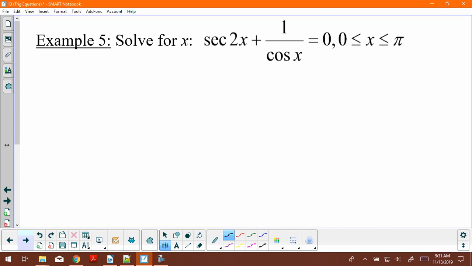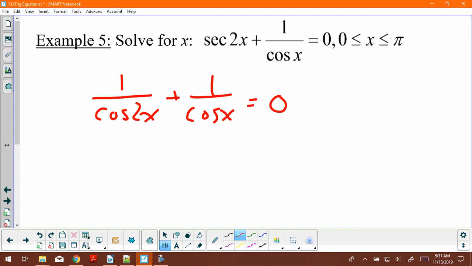Example 5. Solve for x. Secant 2x plus 1 over cos x is equal to 0. Here's an example of one where identities are going to come into play. With identities, the first goal would be to try to get all the same ratio if possible. So we're going to note that the secant is the same as 1 over cosine. So the equation is now 1 over cosine 2x plus 1 over cosine x is equal to 0.